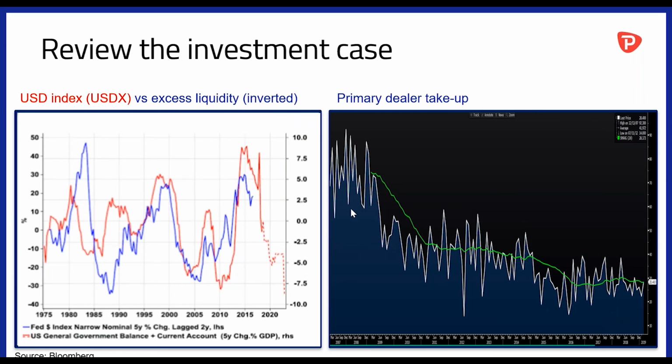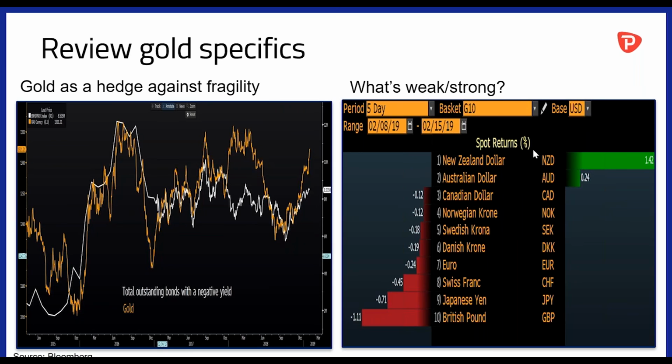Now, I'm not going to go into the primary dealer take up. The next thing I'll look at is which has been the weakest currency. And you can see the New Zealand dollar as of the 15th was the strongest. The British pound was the weakest currency. The euro was pretty weak.